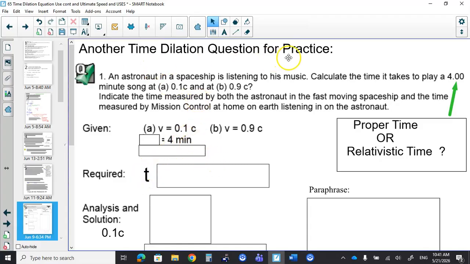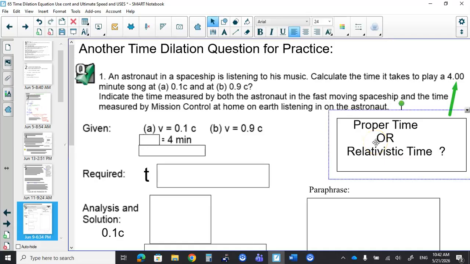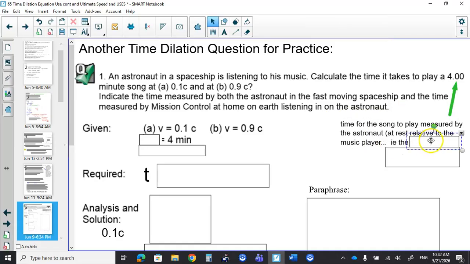So just another time dilation question here for practice. There's an astronaut, and I like this example because it's very obvious which time's which here, I think. They're playing a song, right? And it's a 4-minute song. So you're on a spaceship, playing a song. You're not in motion relative to that CD player, MP3 player, phone, or whatever you're playing it on, right? So that would be the proper time, of course, because they're not moving relative to the device. Anyway, so proper time, 4 minutes.